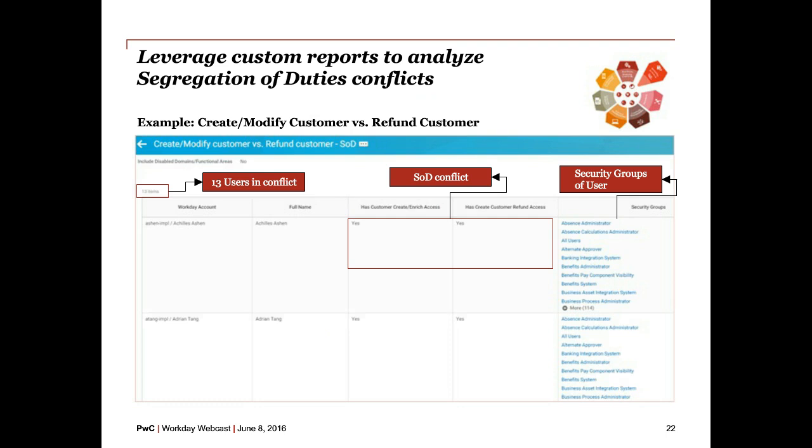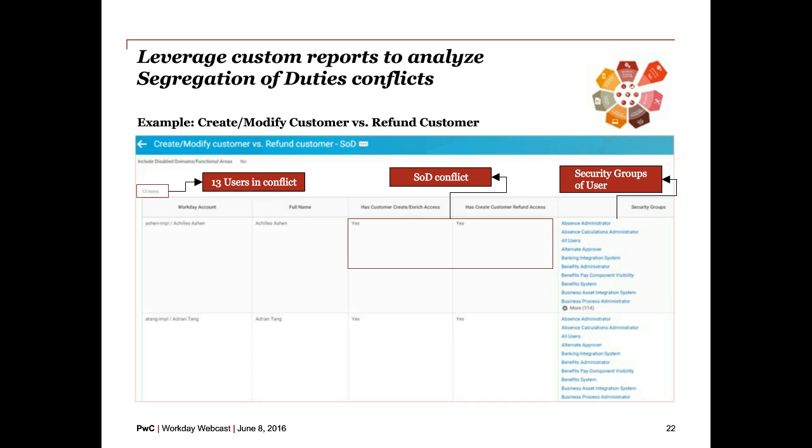I'd like to spend a little bit of time talking about segregation of duties conflicts. It's really individuals with sensitive access or transactional access, when combined with other types of access they may have to the system, may lead to conflicts of interest. One of the use cases we have here is create or modify customer versus refund a customer. We created a custom report to capture the security groups that are overlapping assignments, enabling a person to create a customer and then issue a refund, thereby creating a segregation of duties conflict.